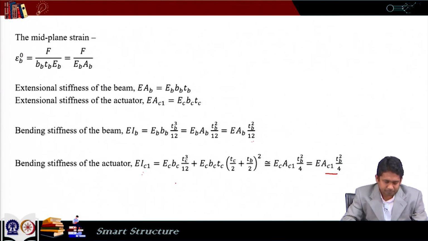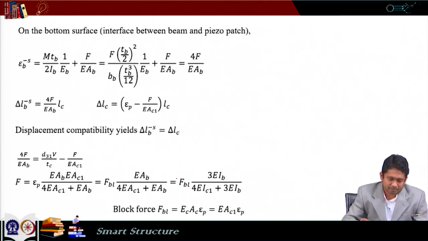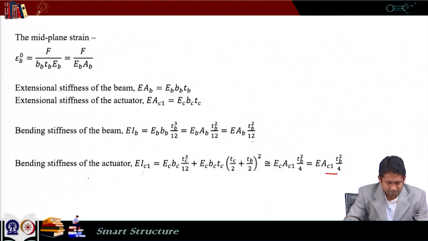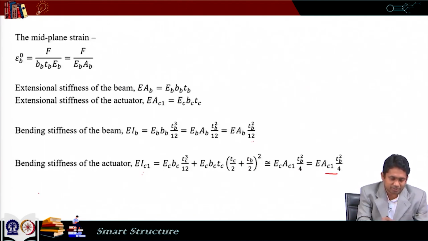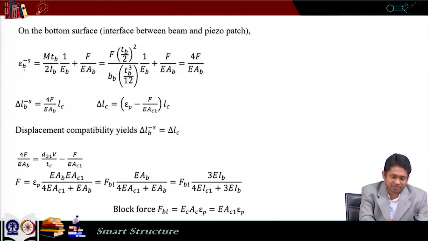Now, at the bottom surface of the beam, we have already seen our expression for the strain. So, we know that this is our strain at the bottom surface of the beam, minus epsilon B 0, which we have got here. Then finally, combining these two, we can get the strain at the bottom surface of the beam as this.